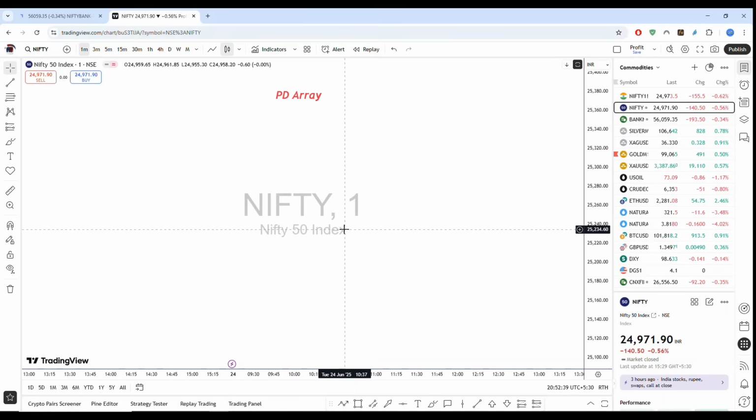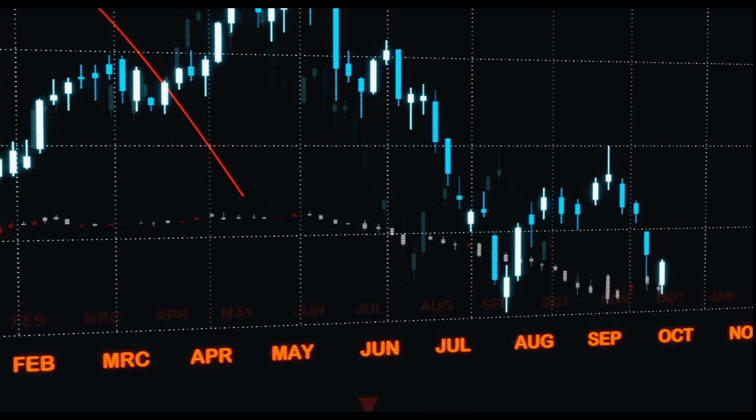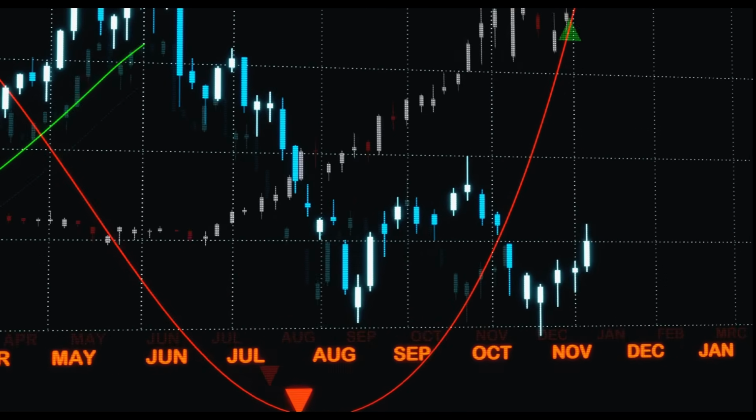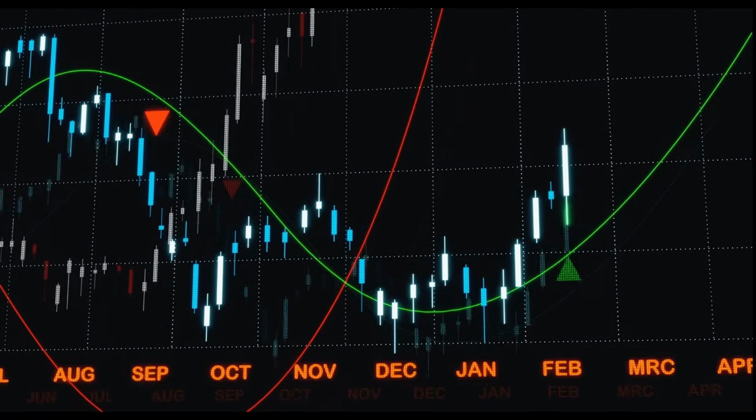So first you have to understand, you are not supposed to buy and sell everywhere. Whatever your strategy is, whatever I'm going to teach you today, you can combine this with your strategy and make sure you activate your strategy when you are at the right place, not everywhere. So this is called PD array.